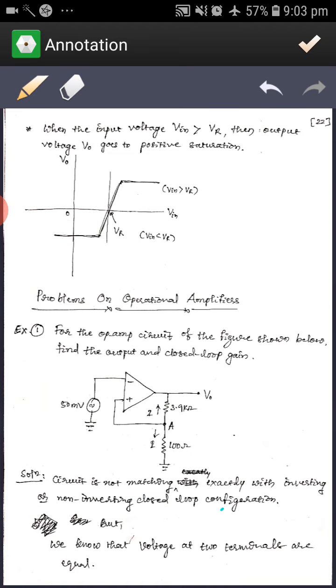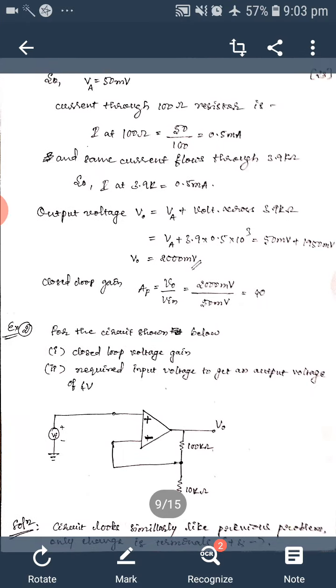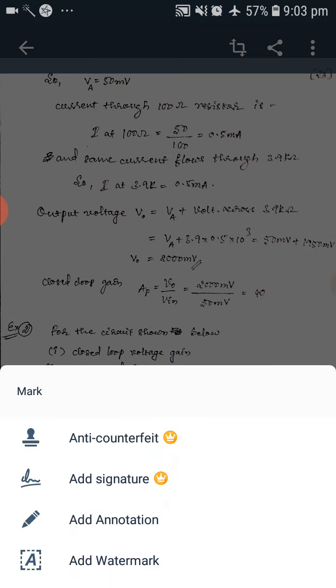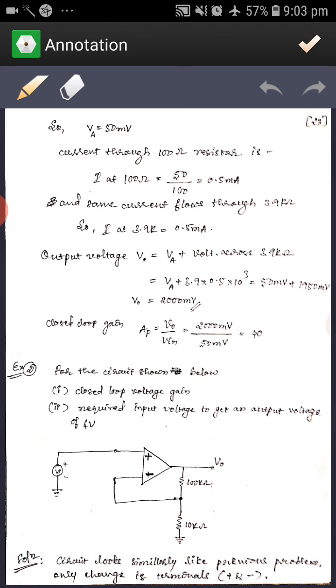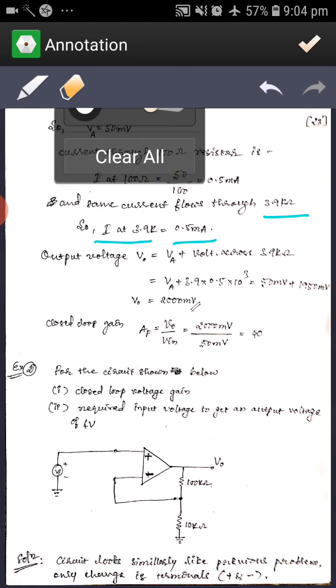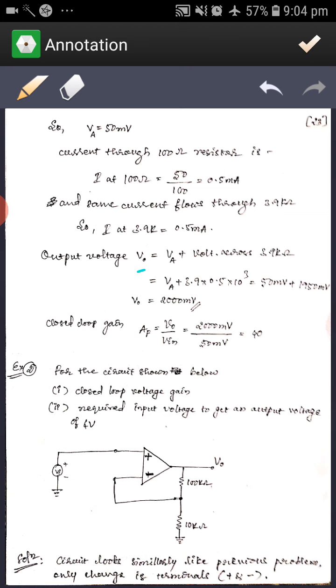Now in this case, as we know, Va is equal to Vin. Here Va is equal to 50 millivolts. The current through the 100 ohm resistor, the parallel resistor we have seen, is voltage 50 millivolts divided by 100 ohms, so that is 0.5 milliamps. The same current flows through the 3.9k also, so directly we can say that the current flowing through the 3.9k is 0.5 milliamps.